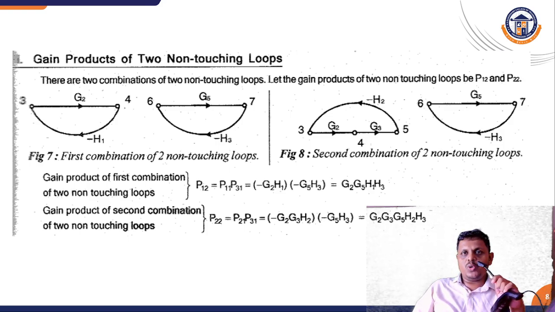The gain product of the first combination of 2 non-touching loops is written as P12, equal to P11 multiplied by P31. So we obtain G2, G5, H1 and H3. Next, the gain product of the second combination of 2 non-touching loops, that is P22, is P21 multiplied by P31. Here we obtain G2, G3, G5 and H2, H3. So these are the gain products of the second combination of loops.